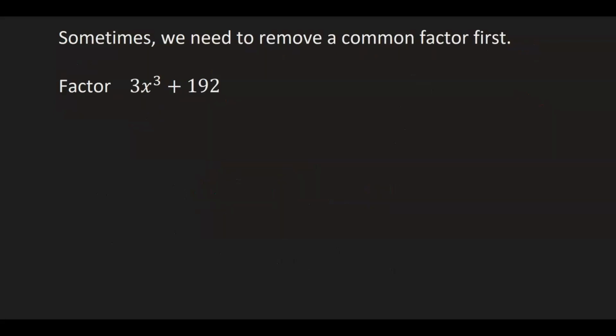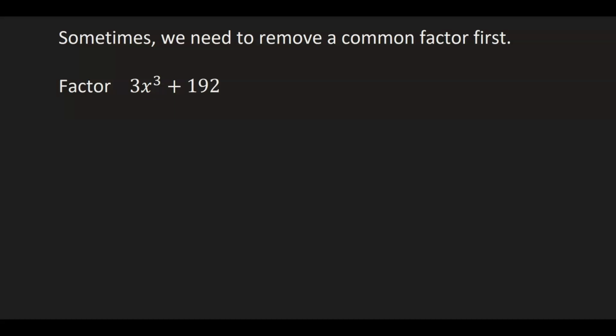Now, if you noticed last time, we had a perfect cube added to a perfect cube. And sometimes that's not always the case. So let's see. 3 is not a perfect cube, like the 8 was in the last example. But this one is. And this one's not a perfect cube, 192. So let's take a look.